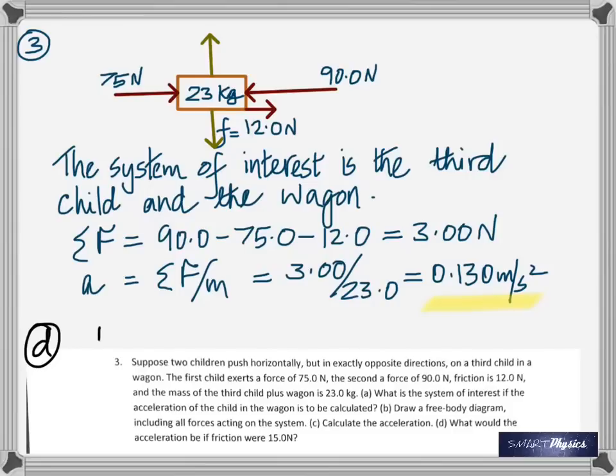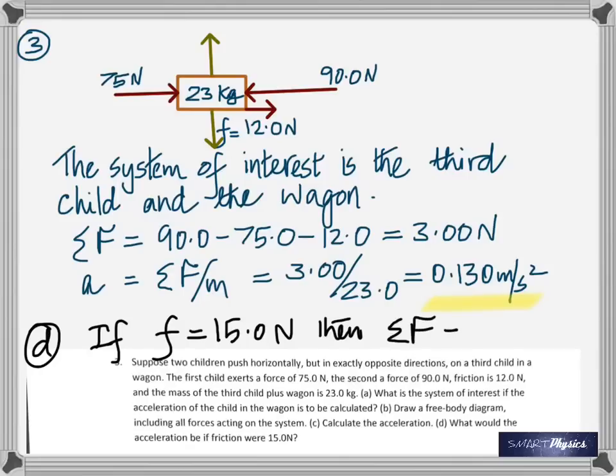And if you plug it in, you are going to get the answer. Okay, the friction is 15. I think your textbook uses a small f to represent friction. That's why I've changed to that. Then net force is 0.